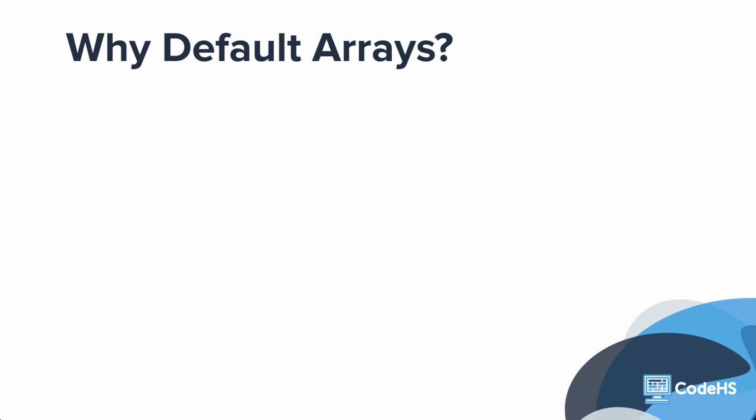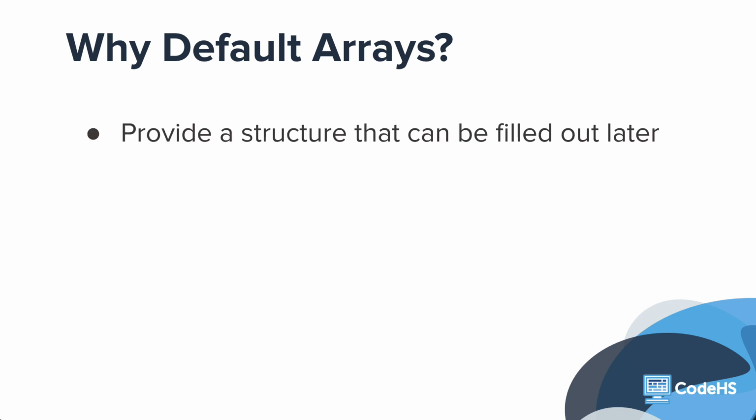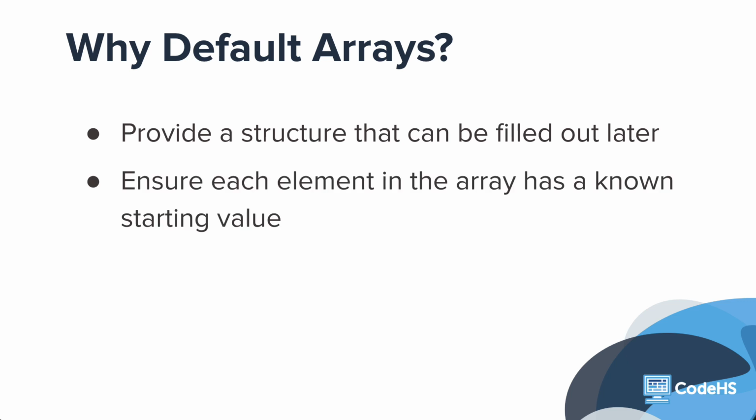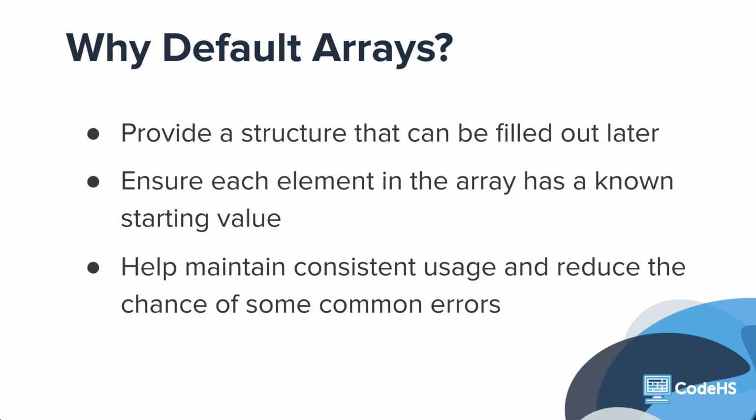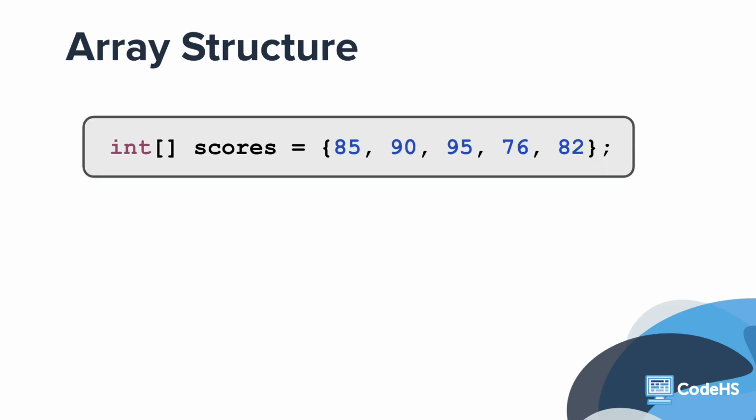Now why would you do this? A few of the reasons could include: they provide a structure that can be filled out later, like when you need to initialize one in a constructor; they ensure each element in the array has a known starting value; and they help maintain consistent usage and reduce the chance of some common errors. Now let's take a closer look at an array structure. Imagine you create the following score array with 5 integer values. This results in a data structure that looks like this.